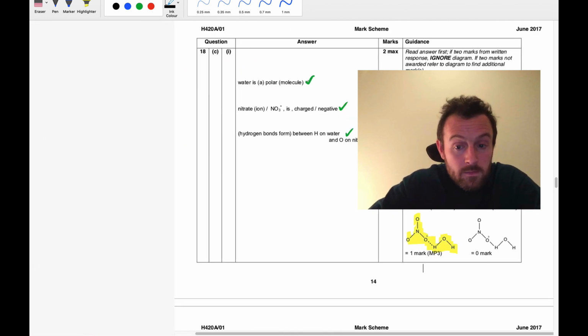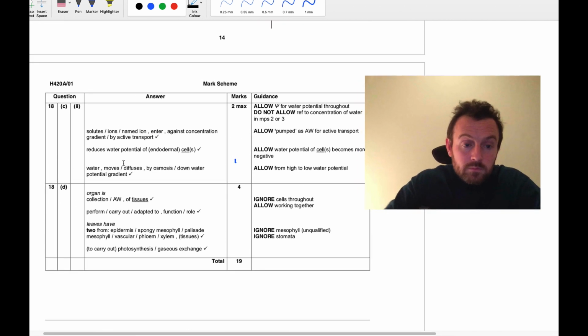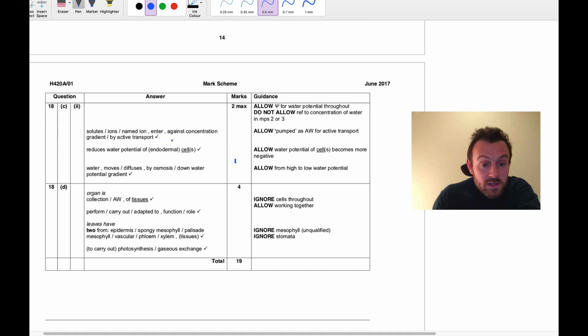Double check the mark scheme. Here it is. Solute ions or mineral ions move against the concentration gradient by active transport. This reduces the water potential of the cells. Water moves down the water potential gradient. I'm not entirely sure if I would have got this. I think I might have said the root. But you need to talk about the root cells, the endodermis cells.